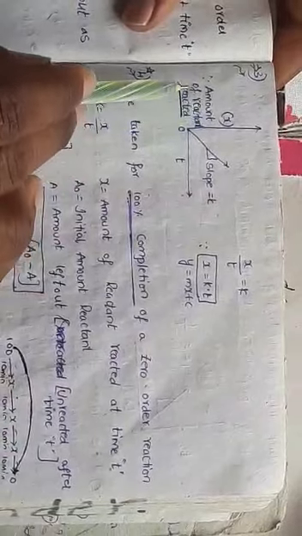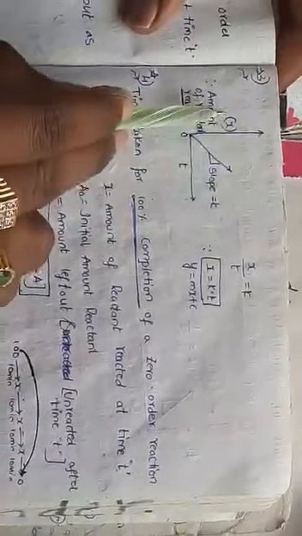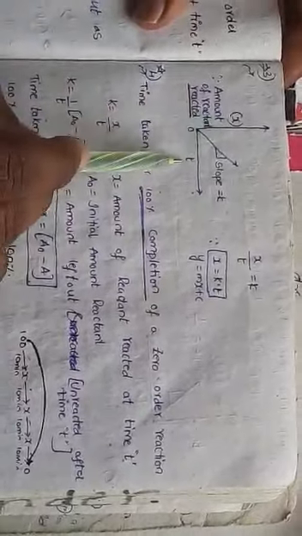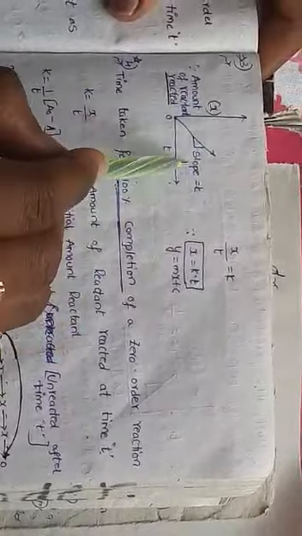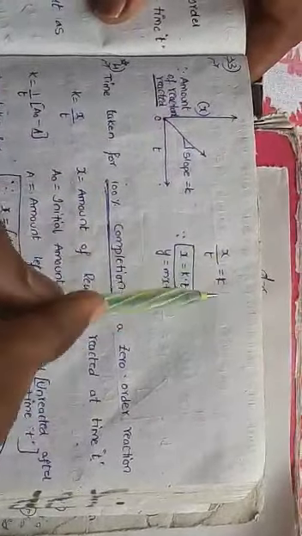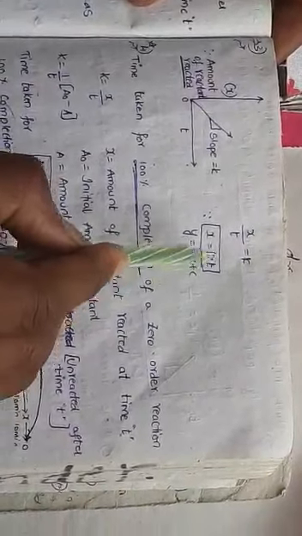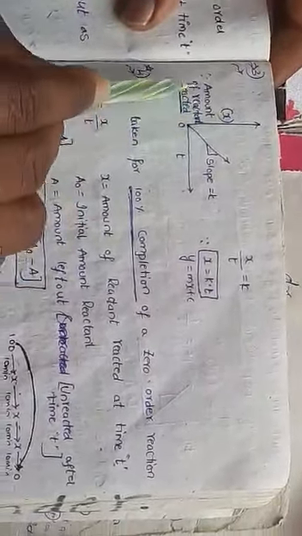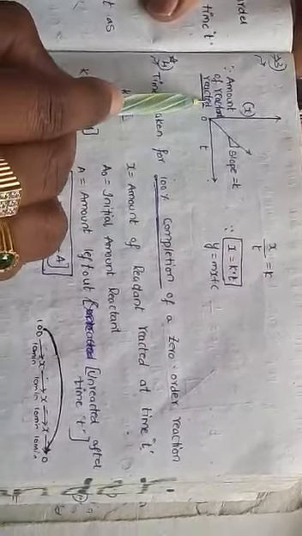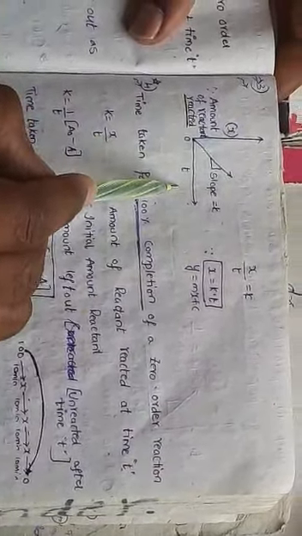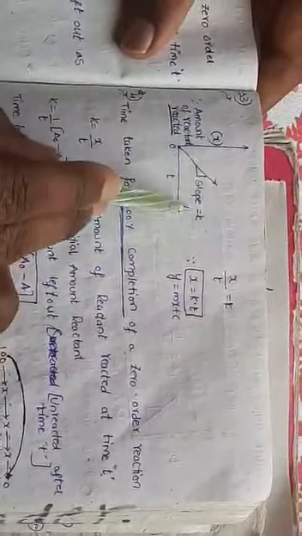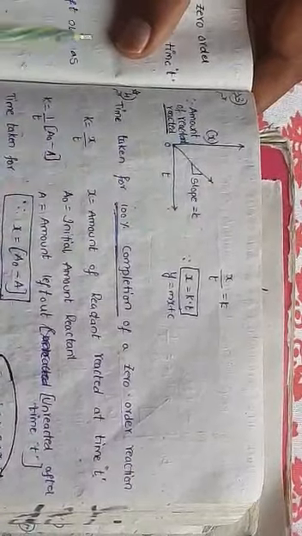Now, if x, the amount of reactant reacted, is taken on the y-axis and t, the time, on the x-axis, it gives a slope equal to k. So x by t equals k. We know that x equals k into t, which is of the form y equals m into x. So we get a graph like this for a zero order reaction. Here the slope is positive and equal to the constant k.